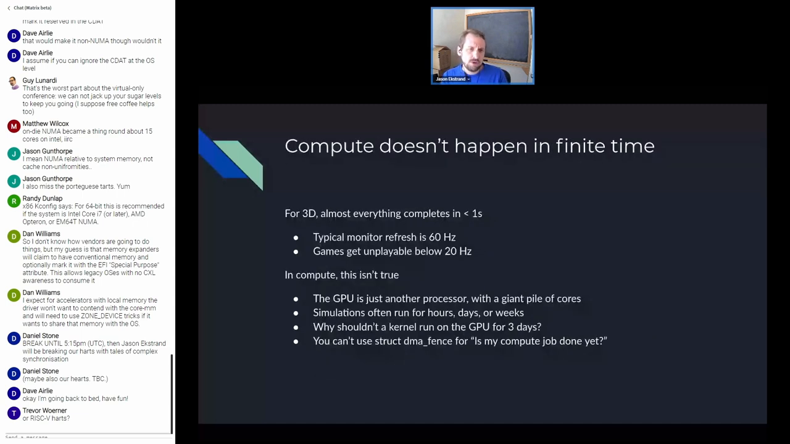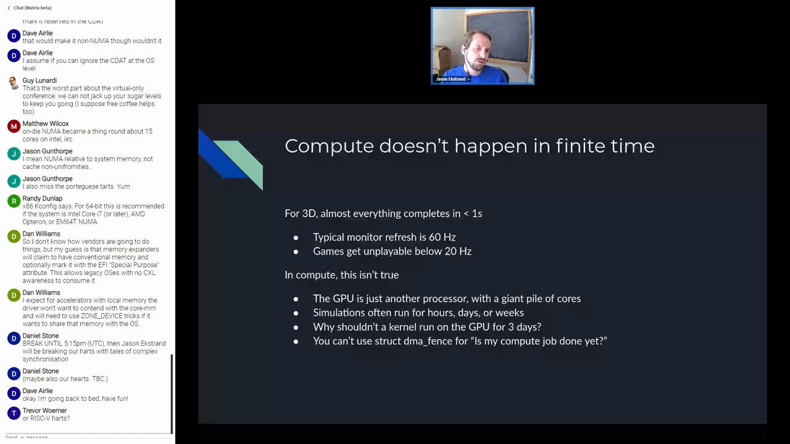The third example of where this kind of falls apart is that compute doesn't happen in finite time. So in 3D space, everything completes in less than a second typically, because your monitor refresh rate is 60 hertz or higher. There's a lot of stuff that's higher these days. Anything that runs below 20 hertz is unplayable. So, you know, most stuff does complete in a fairly short amount of time.